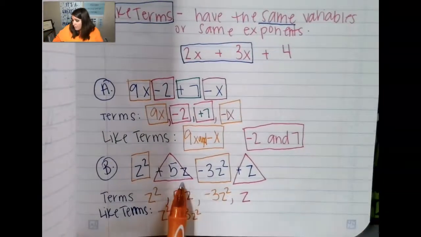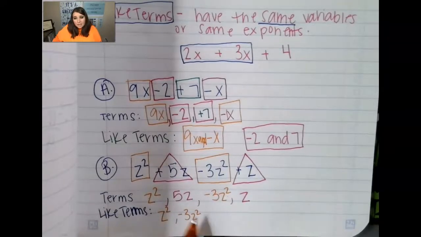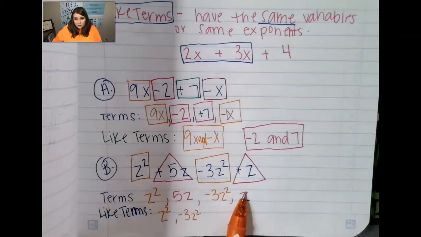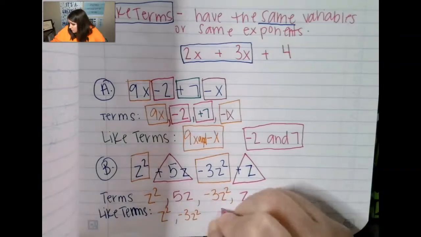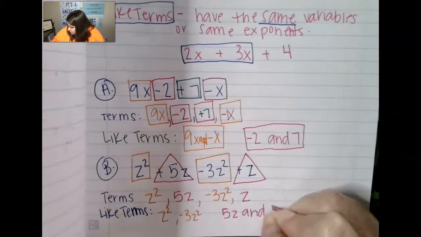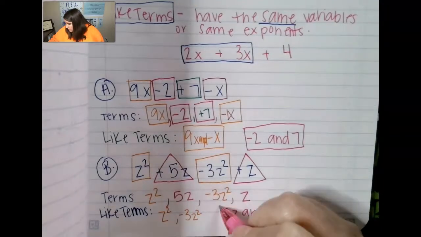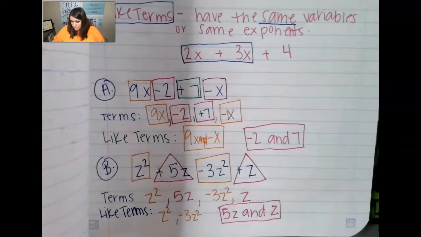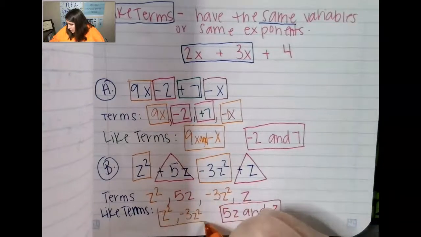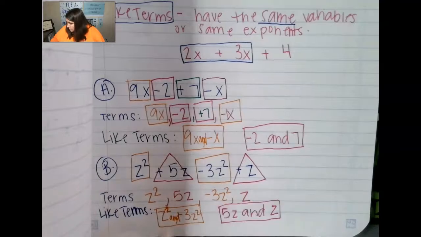And then we have these other two. They're not the same. Yes, they both have z's, but they're not the same, because this does not have a squared. So 5z and 1z are the same there. So these are like terms, and these are like terms because they both are squared. So this has two sets of like terms.